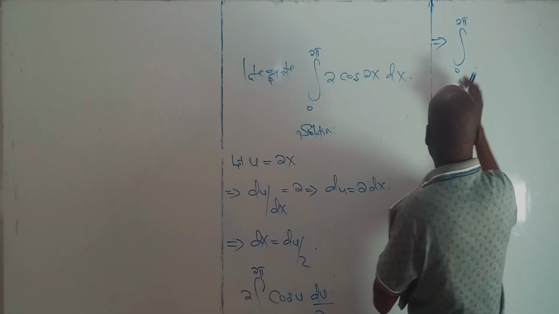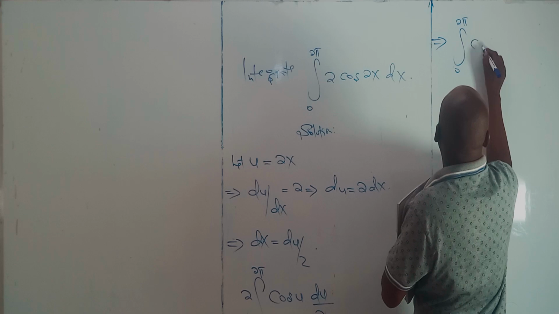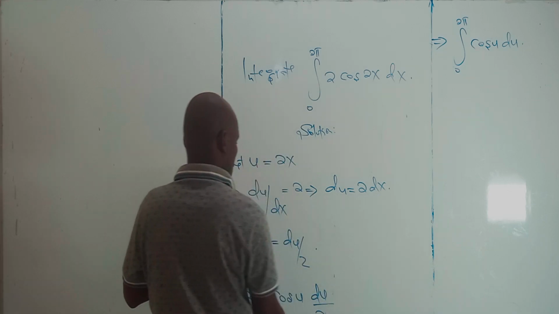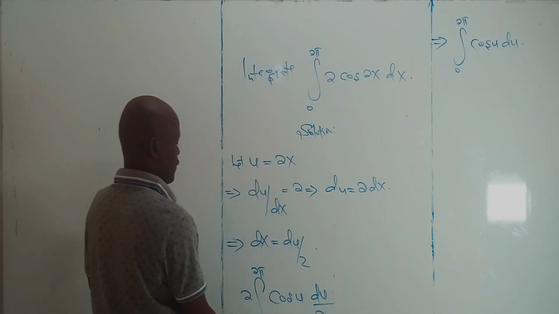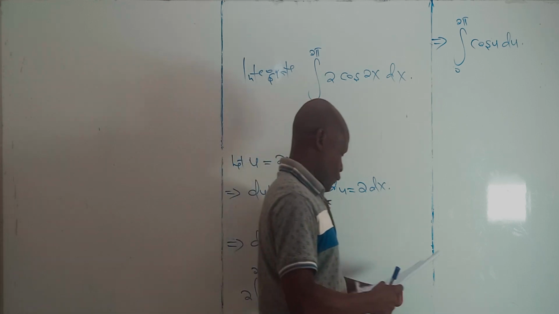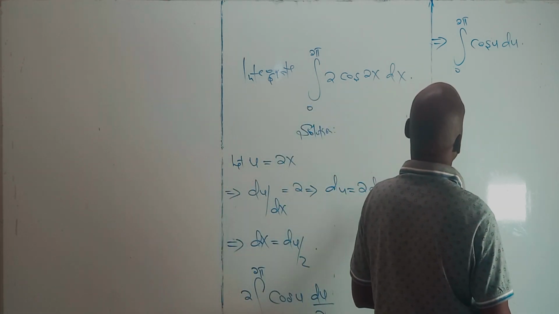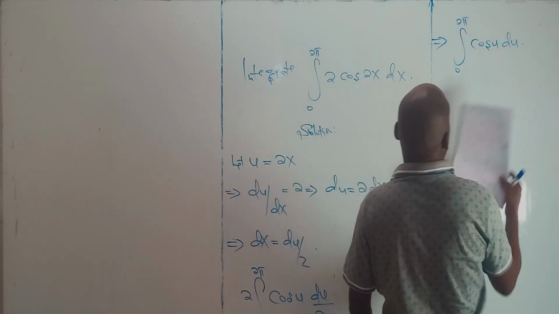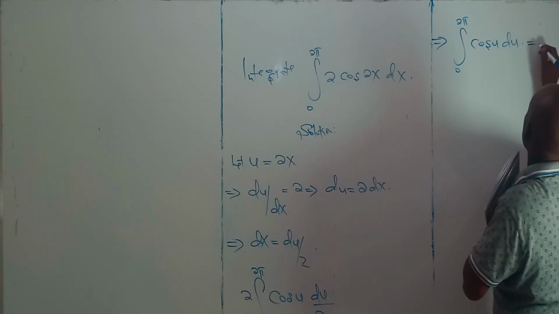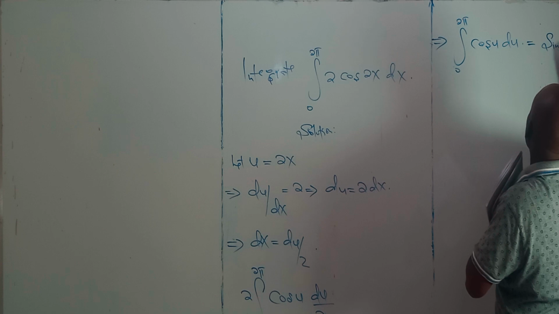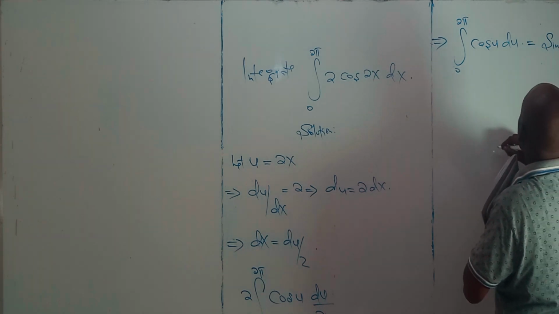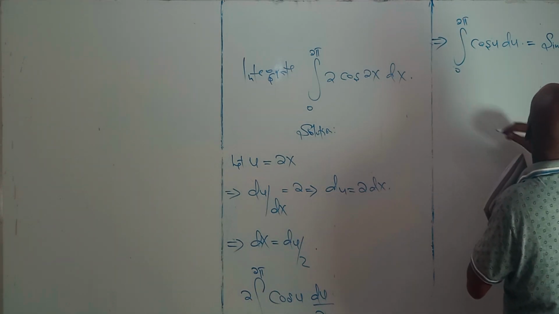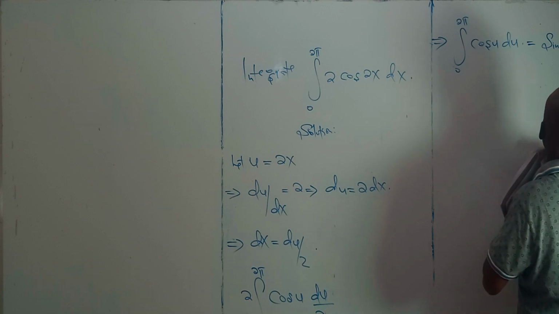Then we have cos u du, because this 2 cancels that other 2. So I have the integral from 0 to 2 pi of cos u du. But then we know that this integral here is going to be sin of u plus c. Of course, we give the limits of 2 pi and 0.